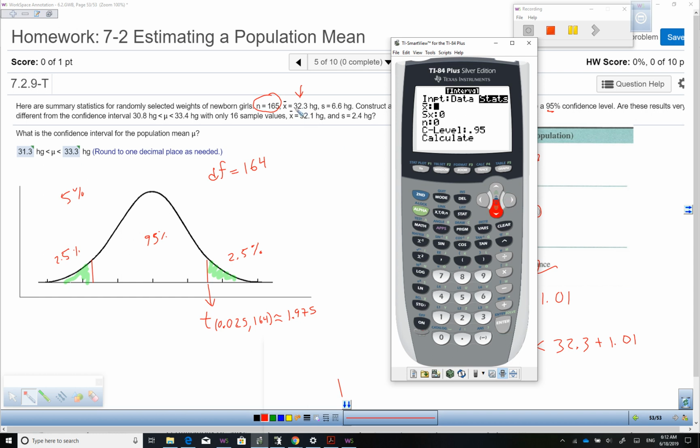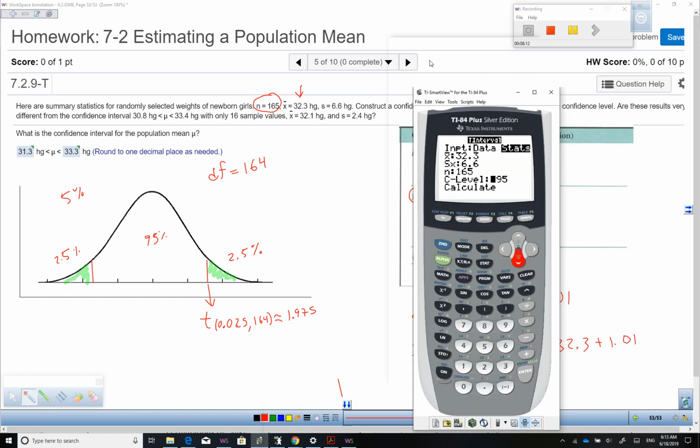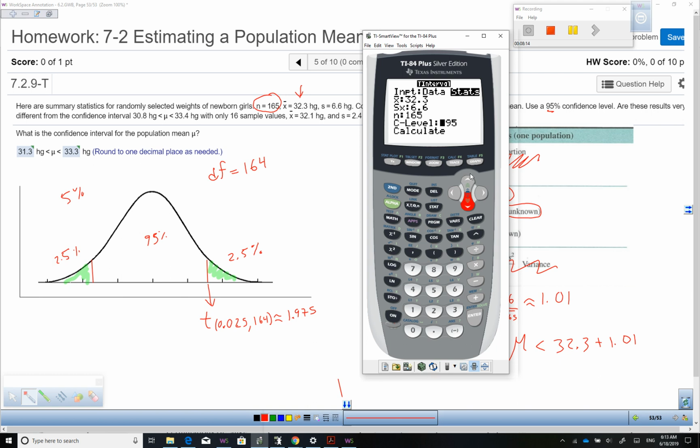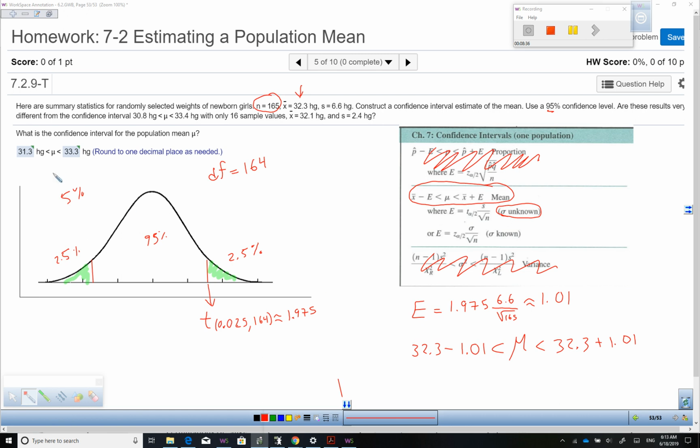We need to input all this information given: 32.3, 6.6. We input the sample size, which is 165, and we input the confidence level, which is 95%. You can type 0.95 here, go down and press calculate. That's how you will obtain this lower limit and this upper limit. Okay, so I just showed you two ways to find that confidence interval.